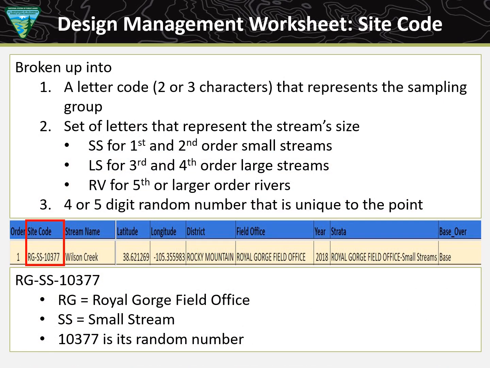Site codes are broken up into a letter code, either 2 or 3 characters, that represents the sampling group or strata. SS stands for first and second order small streams. LS stands for third and fourth order large streams. RV stands for fifth or larger order rivers. The 4 or 5-digit number that follows is a random number assigned to the point. For example, RGSS 10377 stands for a site that is in the Royal Gorge Field Office, is on a small stream, and has the random number 10377.